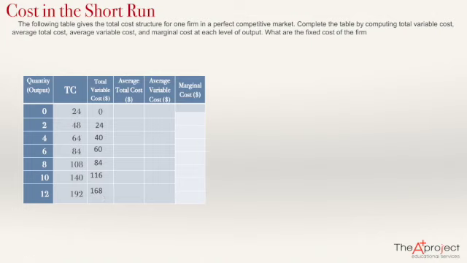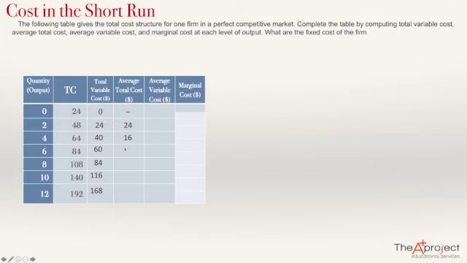And we can compute the average total cost, the average variable cost, and the marginal cost. To compute the average total cost, the only thing we need to do is divide the total cost by the quantity produced. For example, here it would be 24 over 0, but we cannot divide by 0, so this is not defined in the first row. But in the second row it will be 48 divided by 2, that is 24. And in the next row it will be the total cost, 64, divided by the quantity, 4, which is 16. So let's type 16 here.